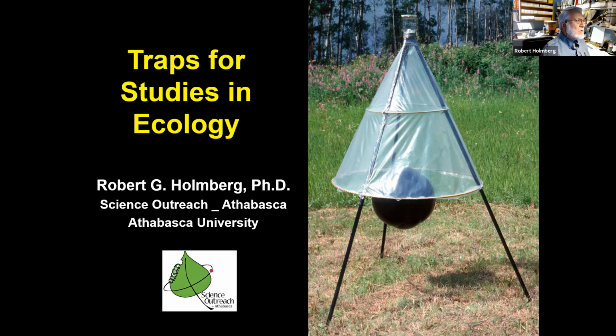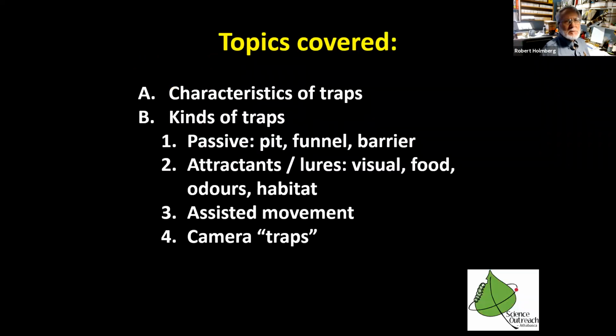This presentation is about traps for studies in ecology. The topics we'll cover are characteristics of traps, and then the kinds of traps. They're passive, such as the pit, funnel, and barrier traps. The ones that use attractants or lures that can be visual or food or odors or habitat even. And then there's traps with assisted movement, and then there's camera sort of traps.